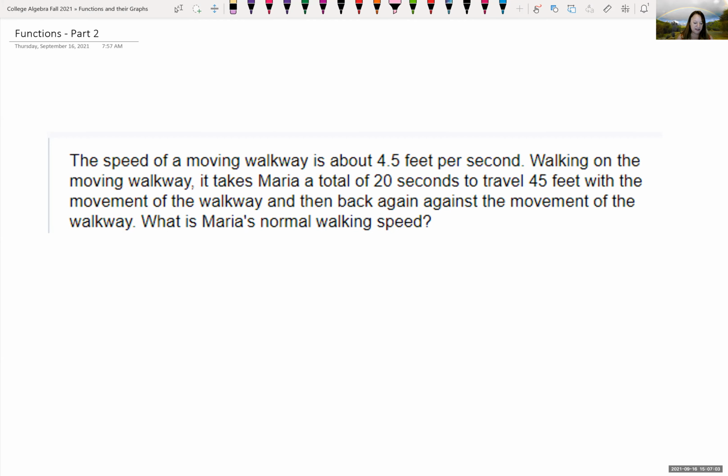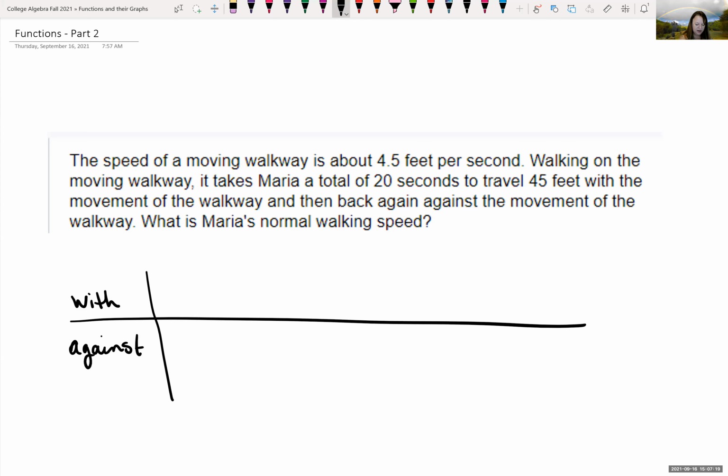So we have a couple of things here. We have her going with the walkway, and we have her walking against the walkway. We have distance, we have the rate, and we have time. So the speed of the walkway is about 4.5 feet per second.